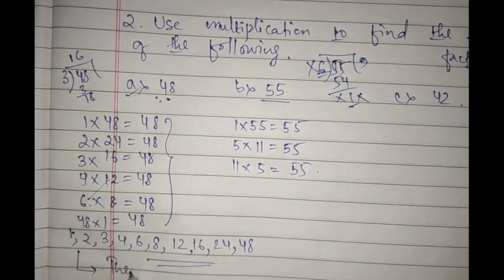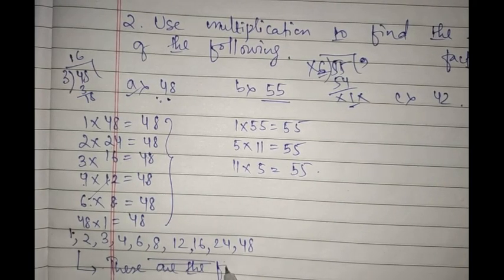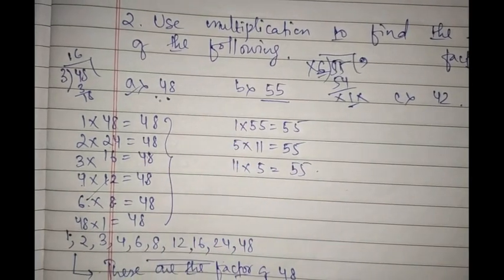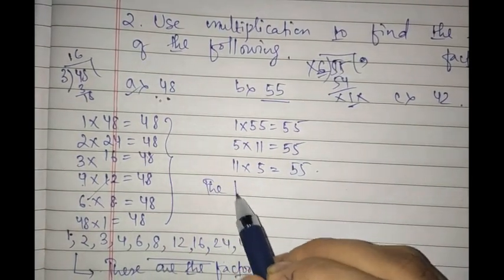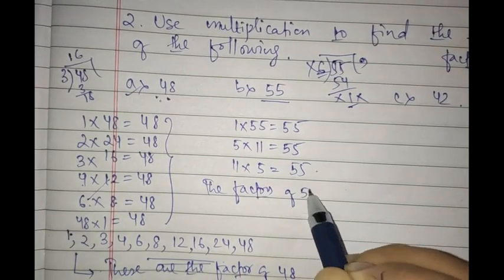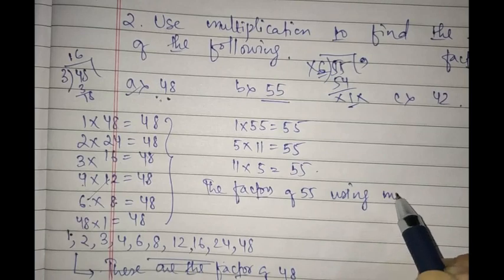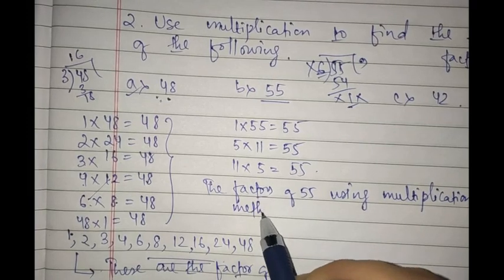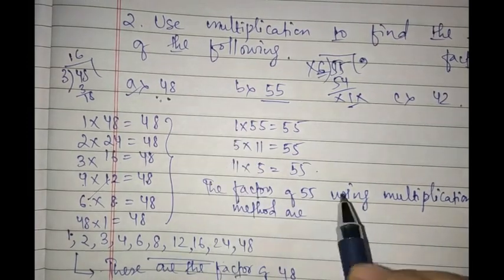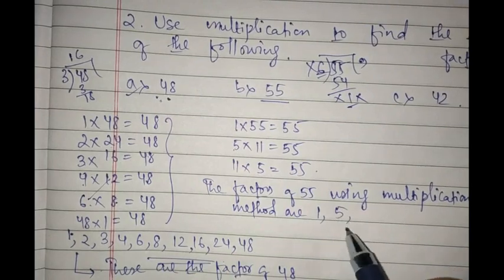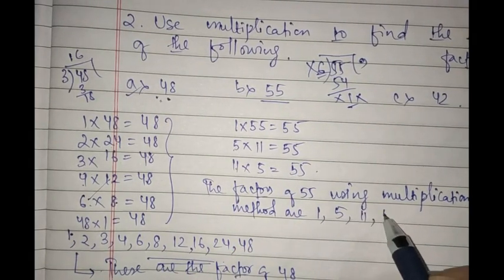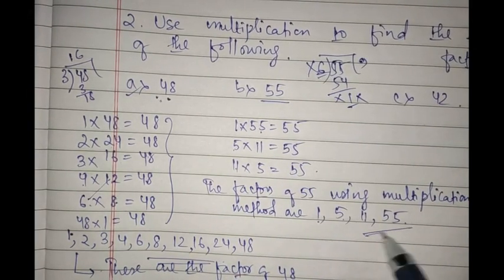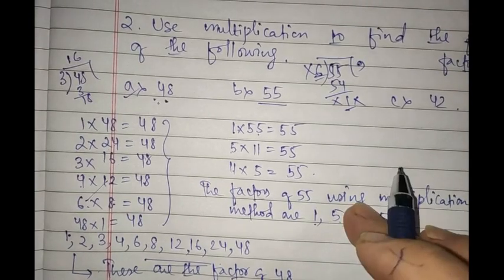Here you will write, the factors of 55 using the multiplication method are, you'll start from 1, then comes 5, then comes 11, then comes directly 55, and 55 1s is also 55, so you can write 1, 5, 11 and 55. Alright, so these are the factors using the multiplication table which you have found.